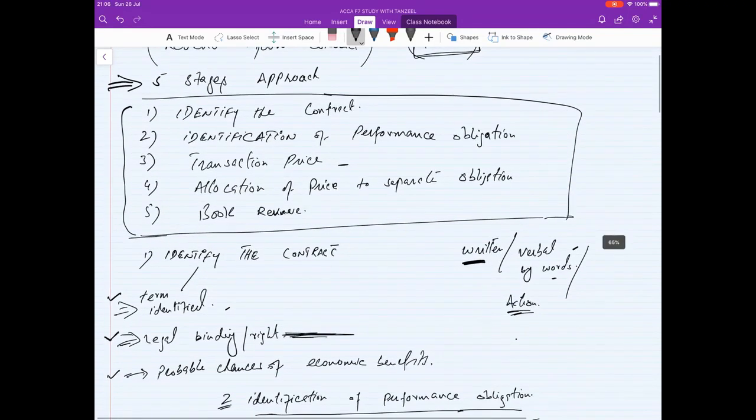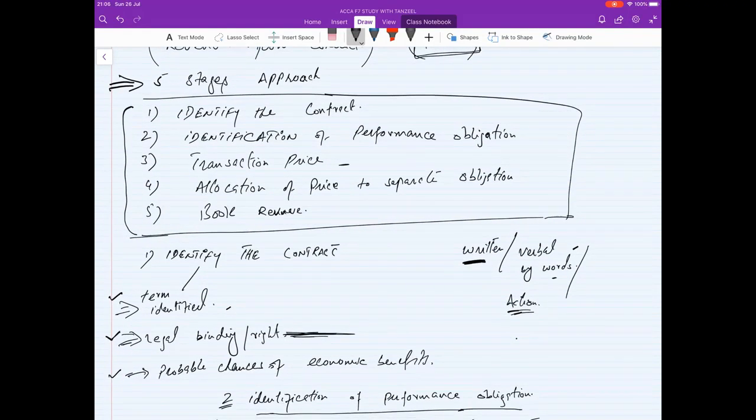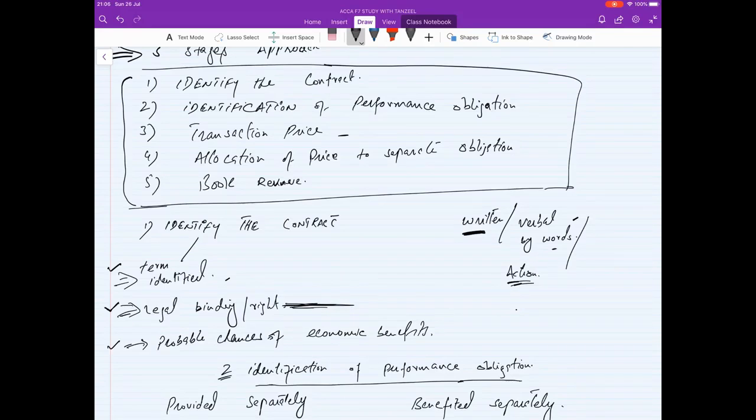So this first stage we will now discuss in depth. The first stage is to identify the contract. First we will have to see if there is a contract or not. There are three types of contract. One is a written contract. If you and I are in a contract and we sign the contract deed, it means we are in a contract now. So it's a written contract.